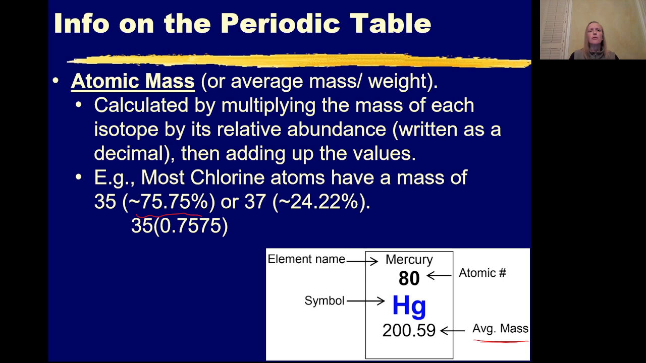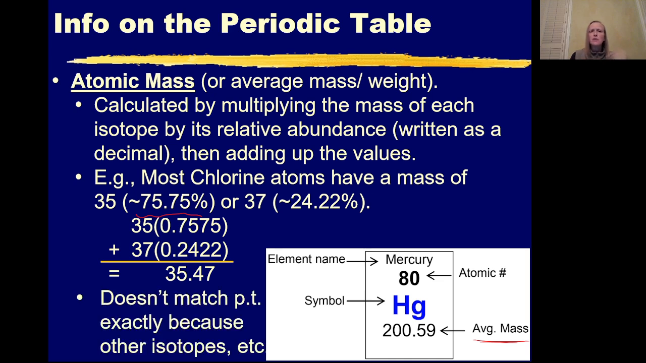And so if we do 35 times 75% written as a decimal, 0.75, and add that to 37 times its percentage written as a decimal, 0.24, and we add that up, we get 35.47 as our weighted average for the mass. And that's pretty close to what the value you see on the periodic table is.